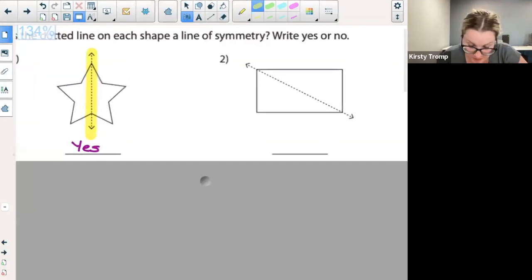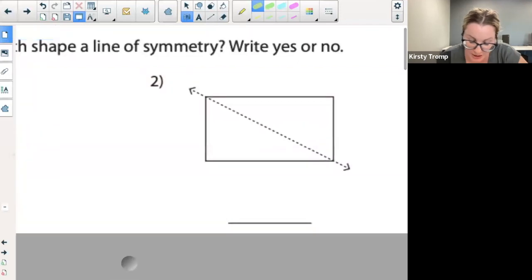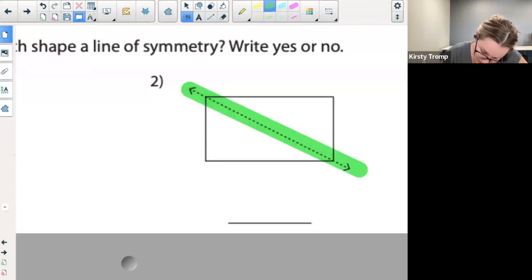Okay, so number two. Let's look at number two. In number two, I have a rectangle. I'm going to highlight the axis of symmetry that they've given you here. And I want to know, if I had to take that shape, that rectangle, so a rectangle is kind of like a piece of paper.